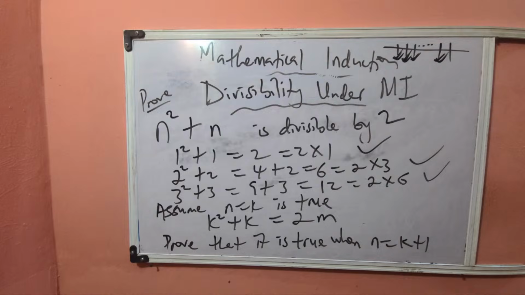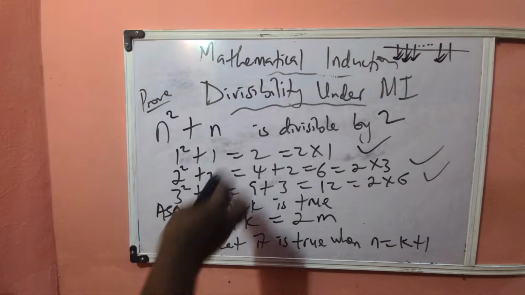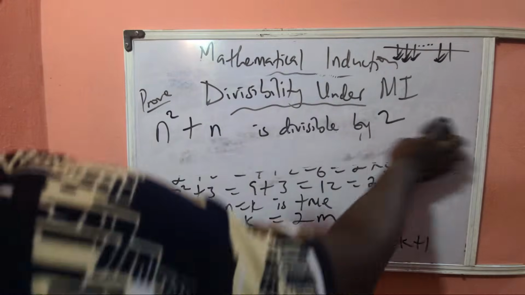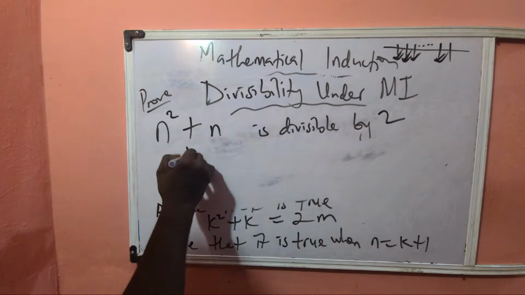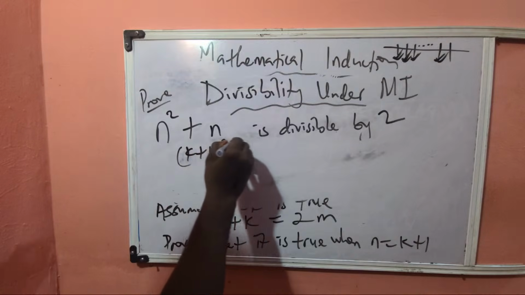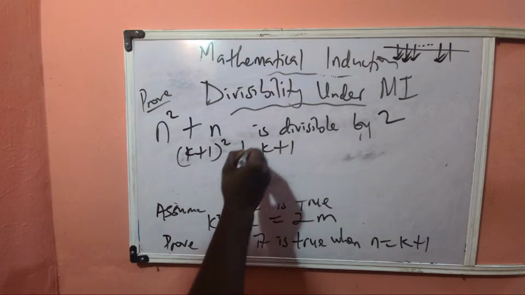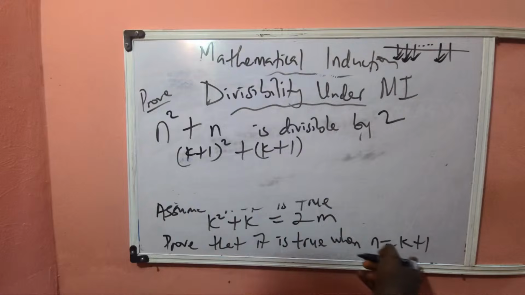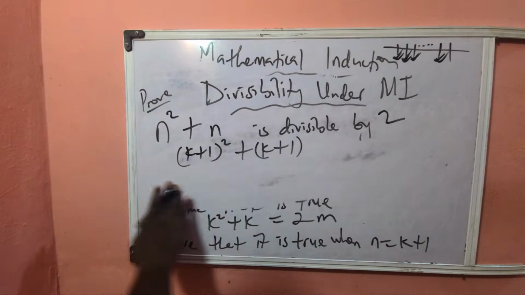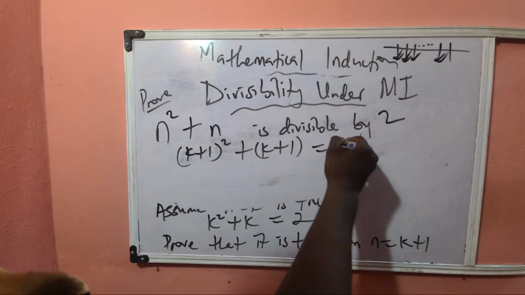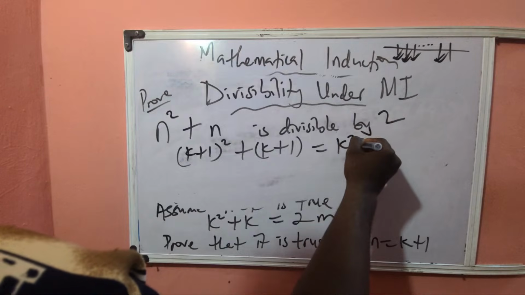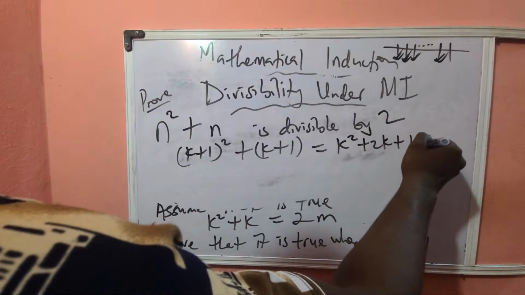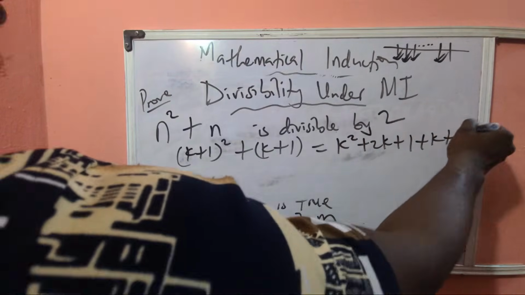So how do we prove that it's true? Let's go on to fix for when it was k plus 1. That means we have k plus 1 squared plus k plus 1. Of course, that's putting n as k plus 1 into the original expression. Opening this up, we would have k squared plus 2k plus 1 plus k plus 1.